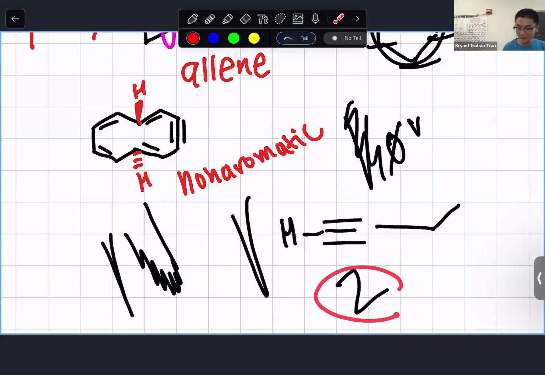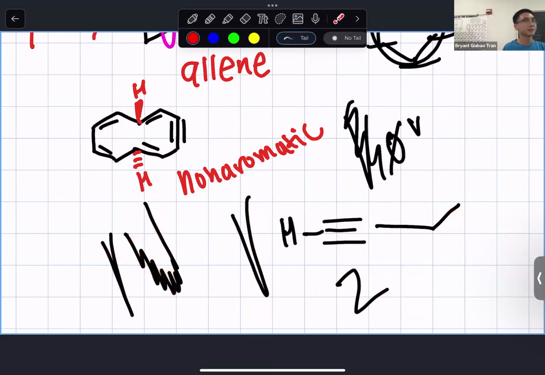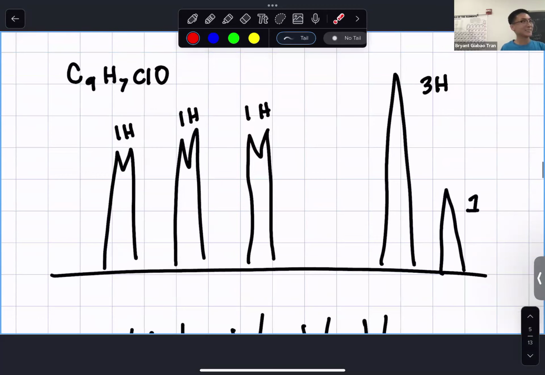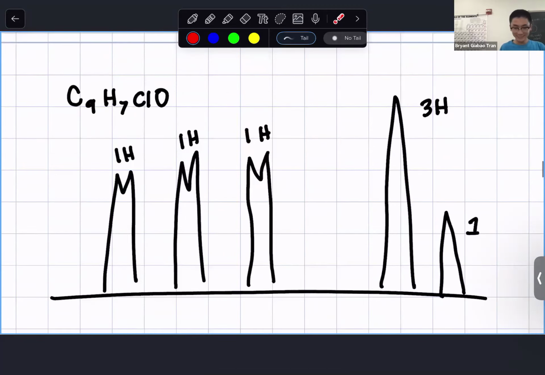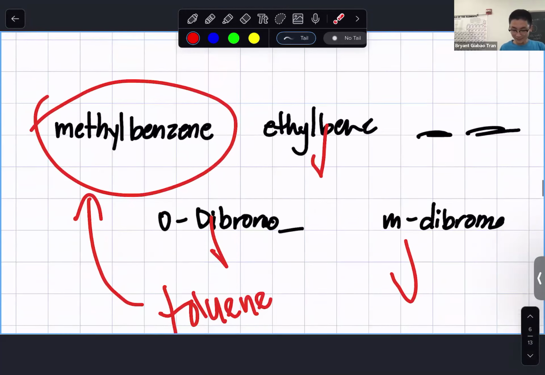And then 2 diagnostic peaks for a terminal alkyne: the sharp peak at 2100 to 2300, and the sharp peak at 3300. The 3000 sp3 C-H is not diagnostic. It doesn't tell you what functional group you have. Something about the NMR was like that. C9H7 IR.